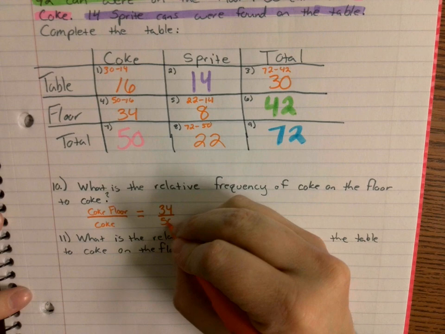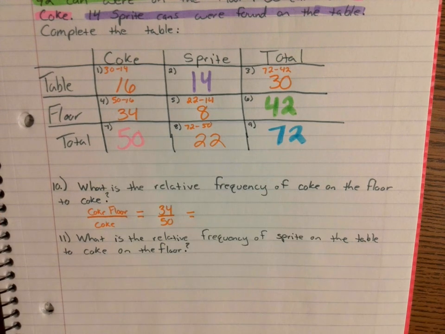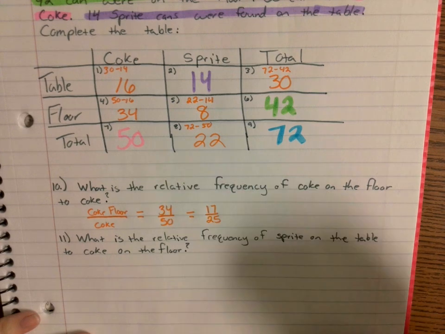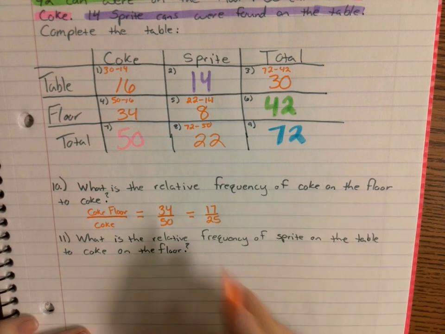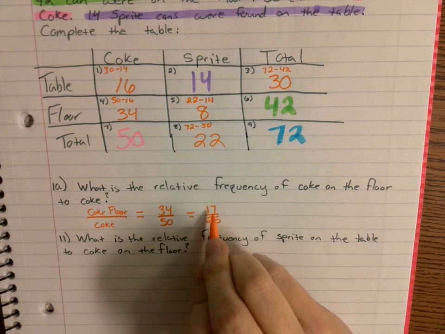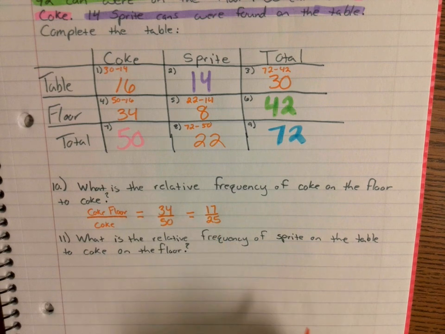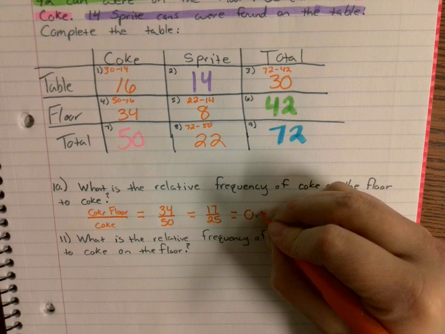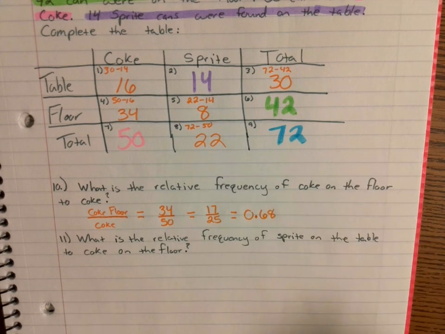Now 34 over 50 can be simplified. It's going to be simplified to 17 over 25. Okay, if we were to convert that into a decimal, you would just take 17 and divide it by the 25, and that would come out to exactly 0.68. And if you wanted to change that into a percentage, you could just multiply it by 100, and that would be 68%.